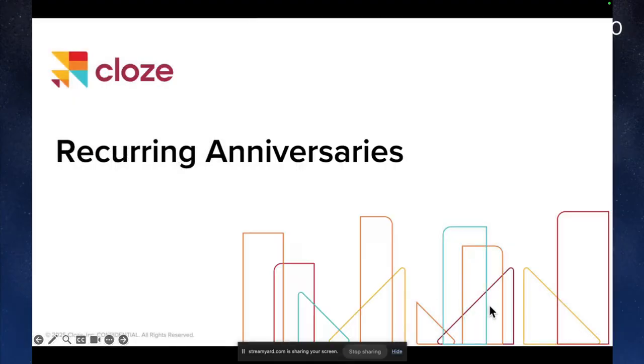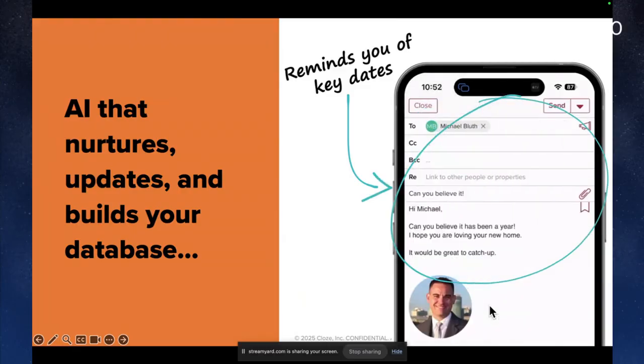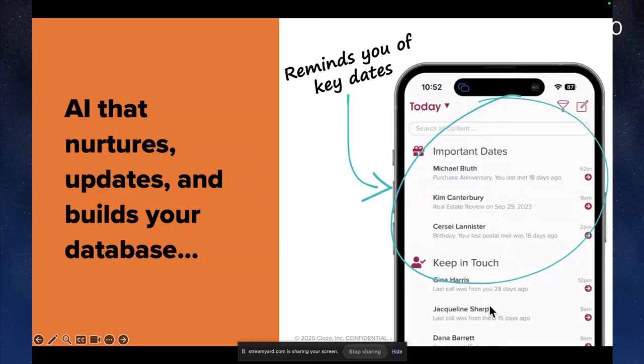All right, let's look at recurring anniversaries. Talked about this a little bit. One of the nice things you can do is you can set a date for a reminder every single year. So that's a recurring annual anniversary reminder. Purchase anniversary, sale anniversary, birthday, real estate review, lease expiration. These are all examples of dates that you can set. We've got some default ones, but you can also add ones in your account if there's other dates you need to add.